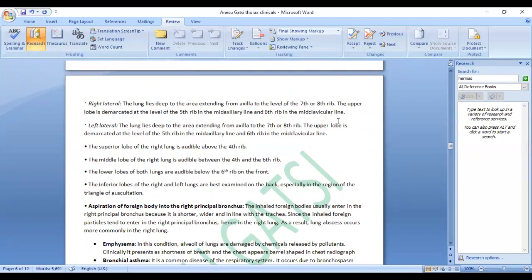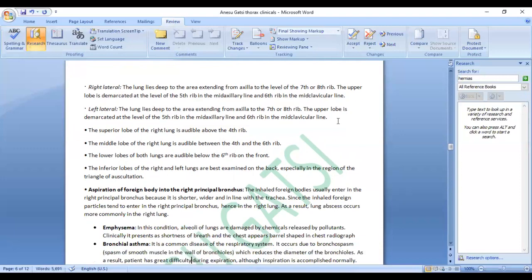Remember, the trachea starts at the lower border of the cricoid cartilage and bifurcates at the lower border of T4 at the carina. This carina is important because it forms a very important part of the cough reflex. So these inert foreign bodies are more likely to enter the right principal bronchus, and they're more likely to form lung abscesses in the right lung as compared to the left lung.